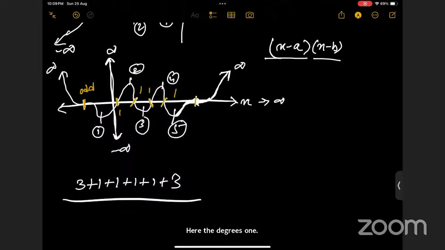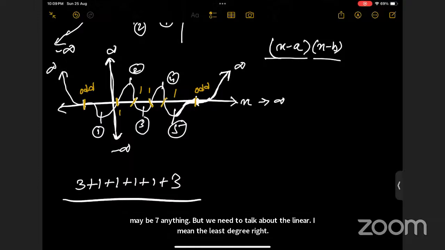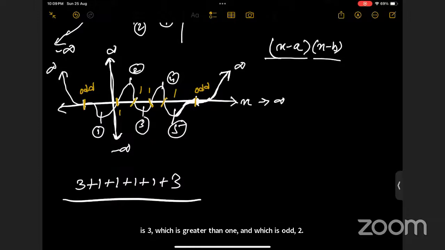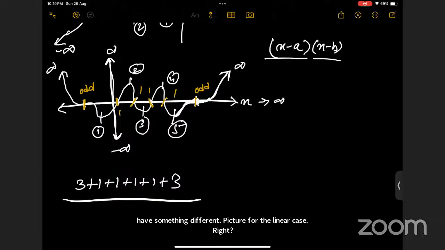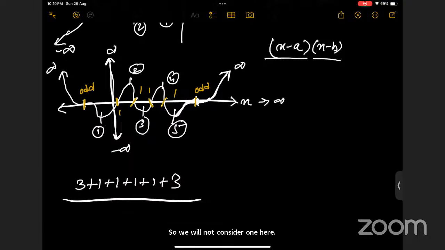Here again 1. Here again we will get some odd degree, and the least odd degree is 3. It may be 5, it may be 7, anything. But we need to talk about the least degree, right? So we will get the least degree, which is 3, which is greater than 1 and which is odd. Why greater than 1? Because if it is 1, then it will just cross the line. We have a different picture for the linear case, so we will not consider 1 here. It will be minimum 3. It will start from 3.